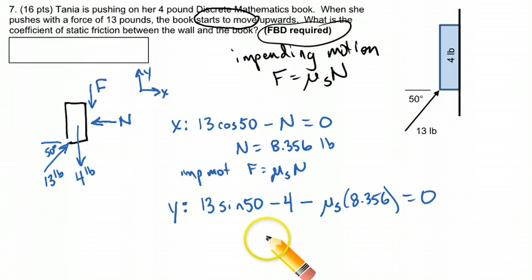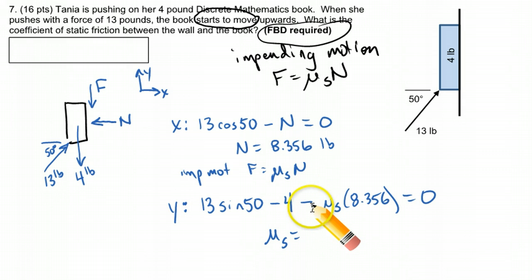So I can solve here for mu sub s. So let's do that. 13 sine 50 minus 4, divided by 8.356. Mu sub s comes out to be 0.713. Remember, the coefficient of friction is unitless. So that's it.